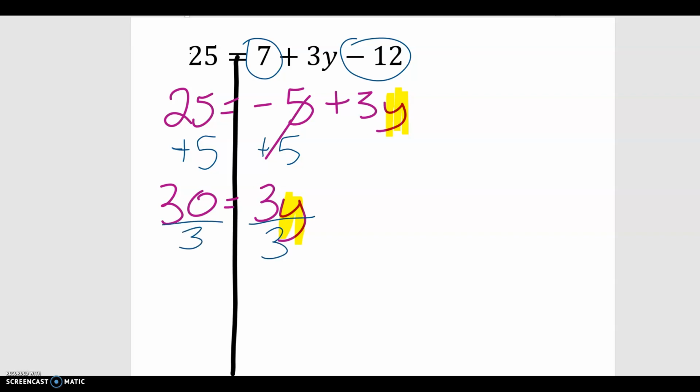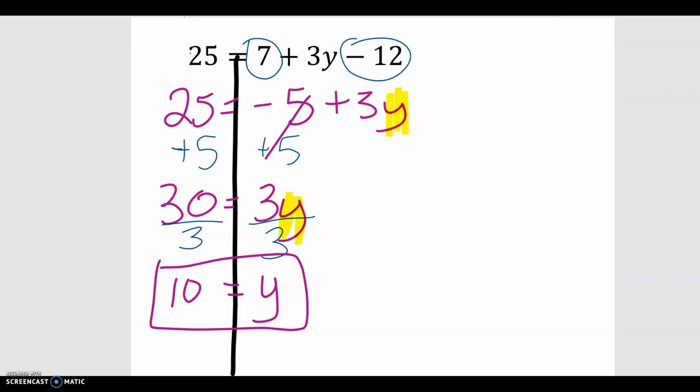And again, whatever I do to either side, I have to do to the other side. We have to keep it balanced. We can do whatever we need to do, so long as we do it to both sides. So when we do that, on the left side here, 30 divided by 3 gives us 10. And on the right side, 3 divided by 3 is 1. So that leaves us with just 1y on the right side. So we have 10 is equal to y.